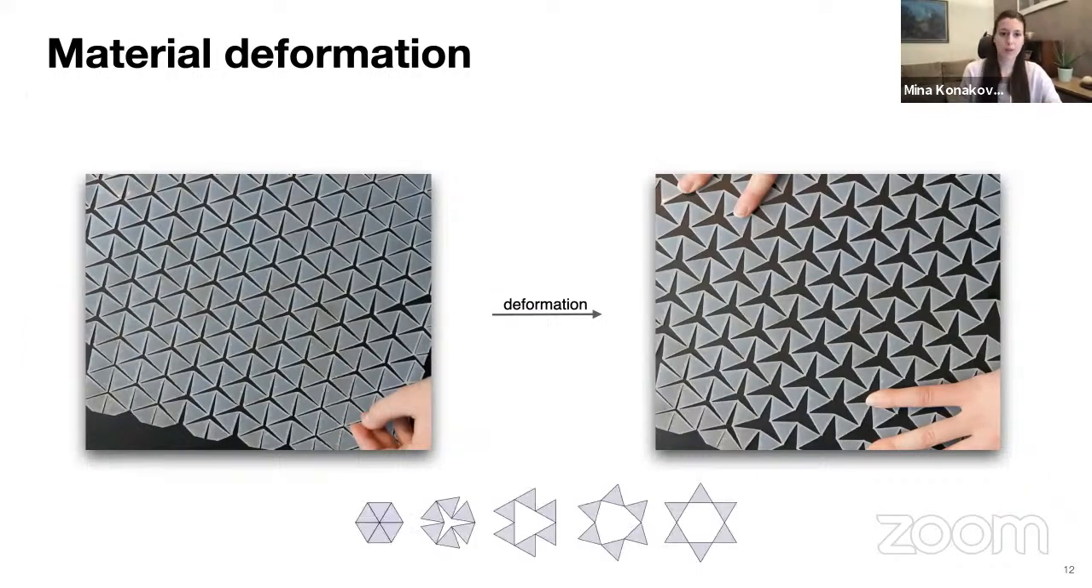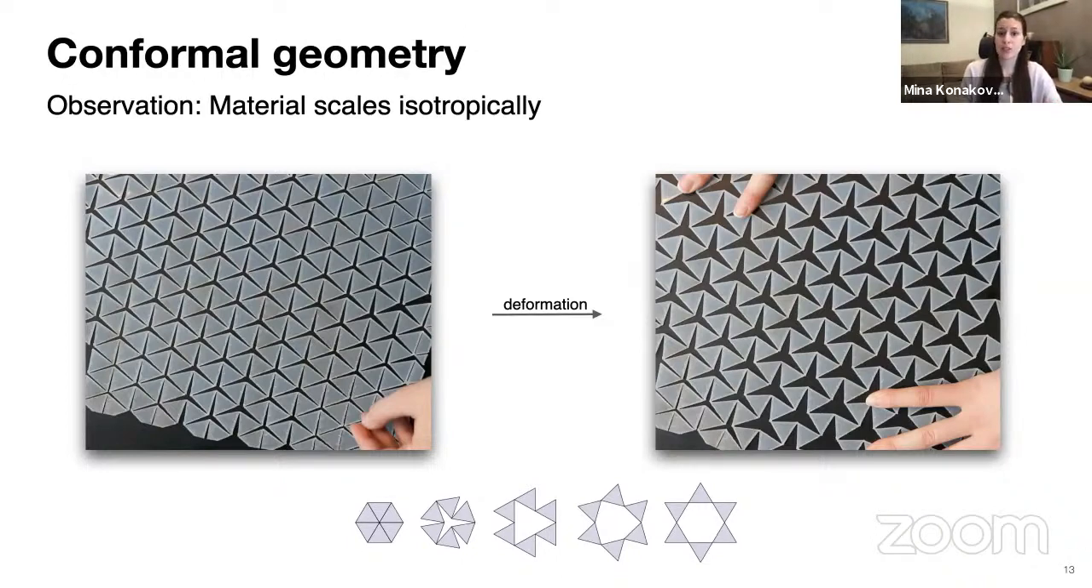And first, we have abstracted the pattern in the form of a kinematic linkage composed of equilateral triangles. And what we noticed is that the material scales approximately isotropically. Now, this observation provides a direct link to conformal geometry.